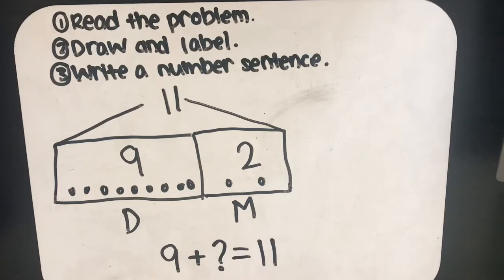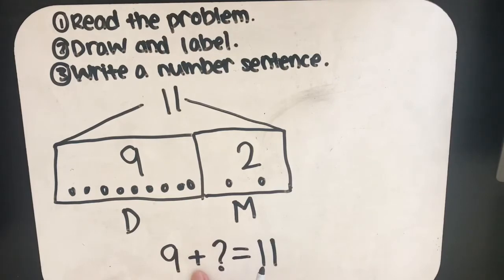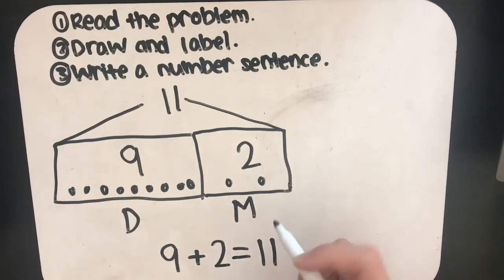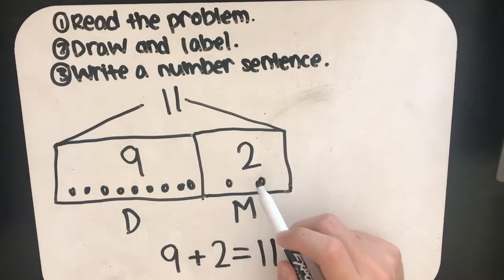Let's use our number sentence to check our work. 9 plus 2. 9 plus 2 is 11. Yep, that's correct. So, the question asks, how many more dogs came to the park? And the answer is, 2 more dogs came to the park.